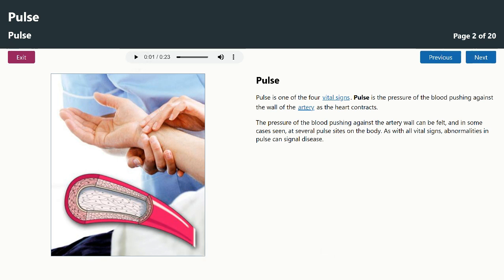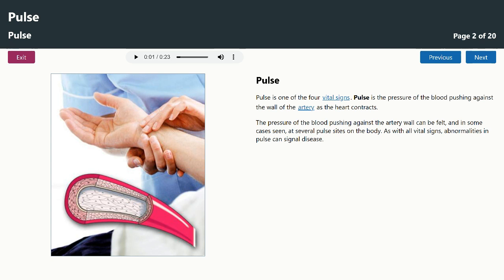All right, so pulse is one of the 4 vital signs that everybody talks about. It's the pressure of the blood pushing against the wall of the artery as the heart contracts. So remember, we talked about the circulatory system. It pumps, so it's contracting, relaxing, contracting, relaxing. So it is that pressure of the blood that pushes against the walls of your arteries, which are in different parts of our body, as the heart is going like this before it releases again.